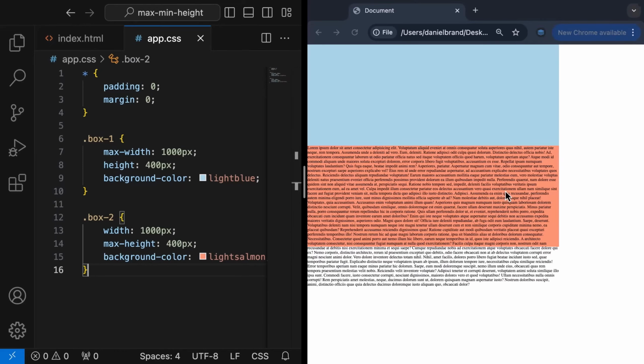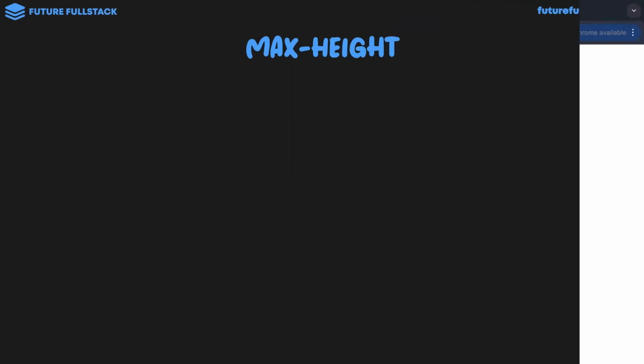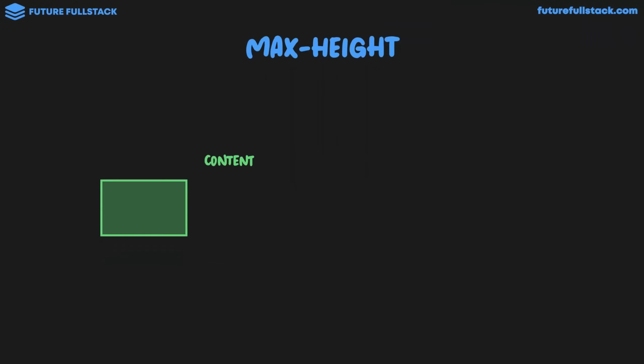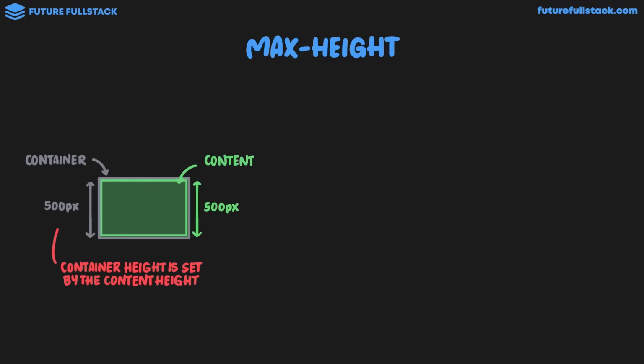So let's take a look at this in diagrams. I'm first going to start with a piece of content, shown in green here. Like we just saw, this could be something like paragraph text. The content's height is 500 pixels. Note, this is not me setting a height, it's just the height of the content itself. This content lives inside a container, like a div we just saw. And the height of the container is also 500 pixels, and that's because the container's height is set by the content height.